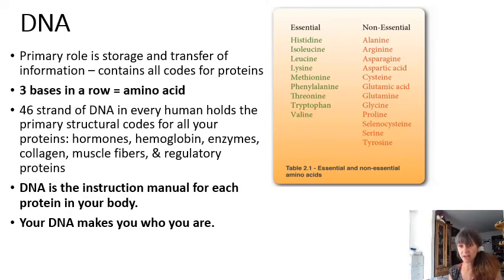We talked about the fact that there are 20 different amino acids involved in producing proteins. I actually have them listed on this slide. The essential amino acids are ones that our bodies can't make, and they have to be consumed in our food. The non-essential amino acids are things that we can produce if we have enough nutrition and not too much stress.